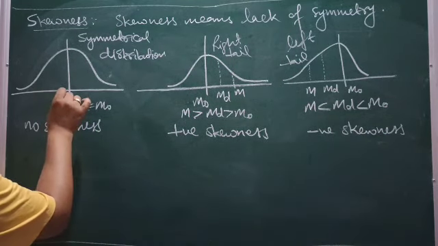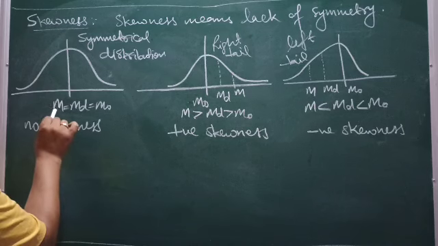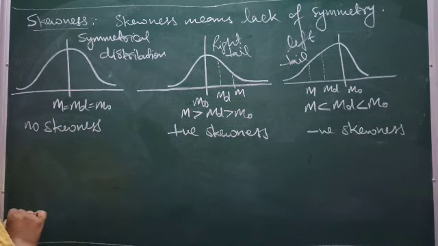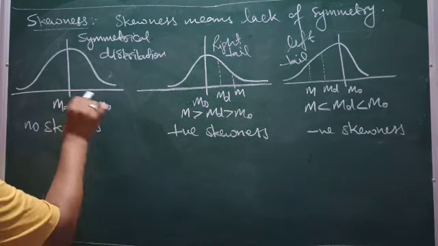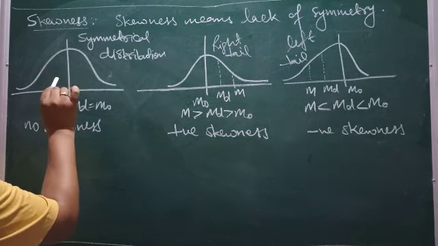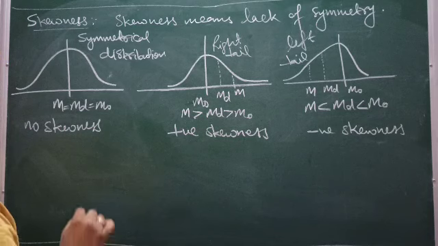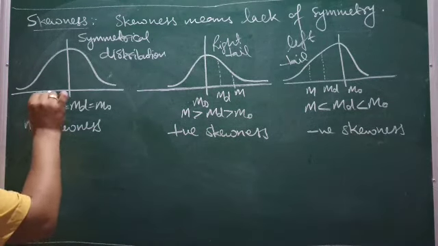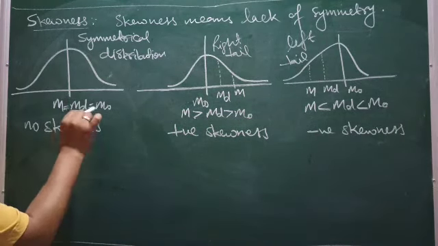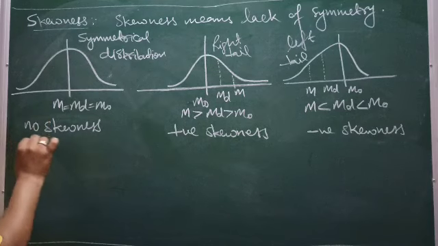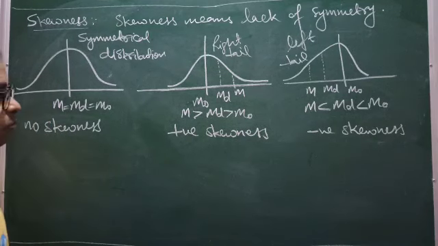If the curve is symmetrical about the mean line, in this case mean, median, mode coincide. If mean, median, mode coincide, then the curve is a symmetric curve or the distribution is a symmetrical distribution. And if the curve is symmetric, and mean, median, mode coincide, then there is no skewness in the distribution.